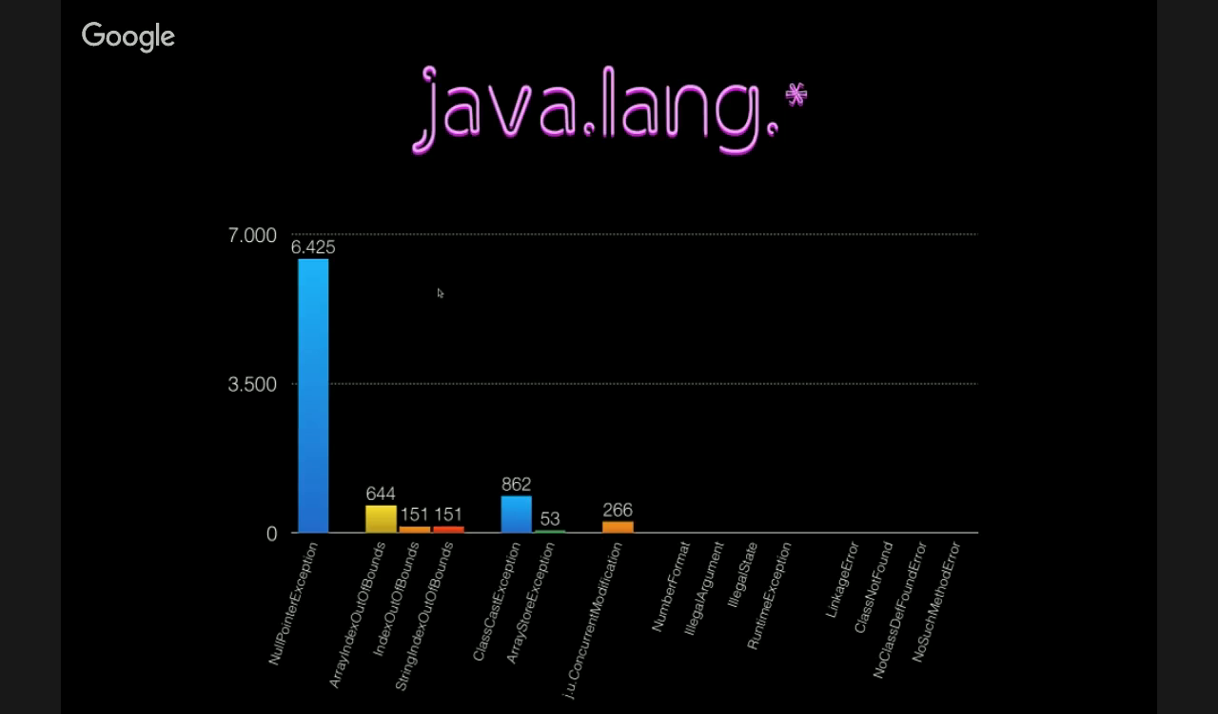Next group are concurrent modification exceptions. They happen when you iterate over a collection and someone else is removing things in there or adding things in there.